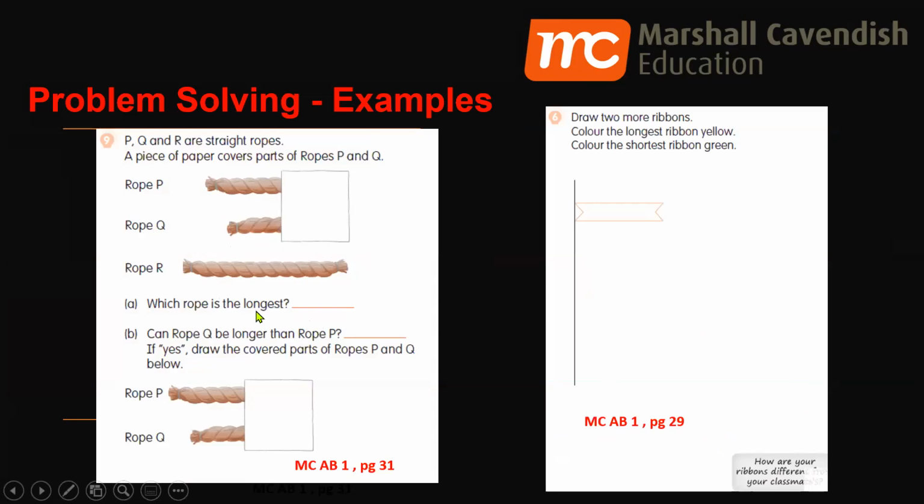So we've got 3 ropes, which is the longest, so this is easy. Part B is the part that gets everyone thinking. Can rope Q be longer than rope P? All right, so I leave you to decide.